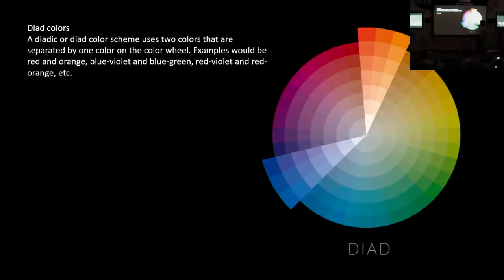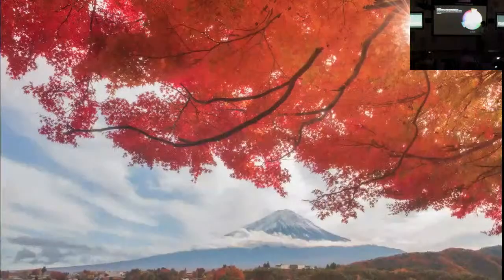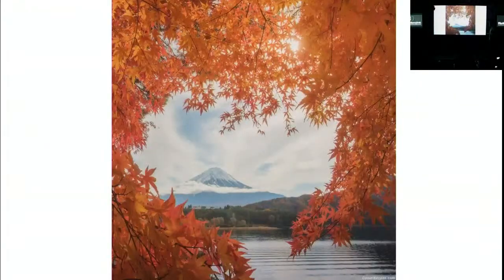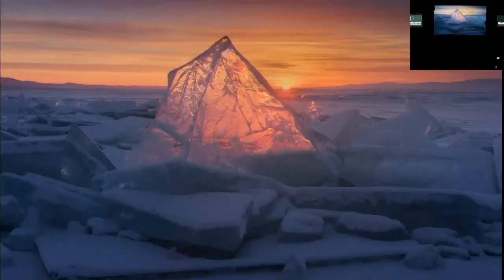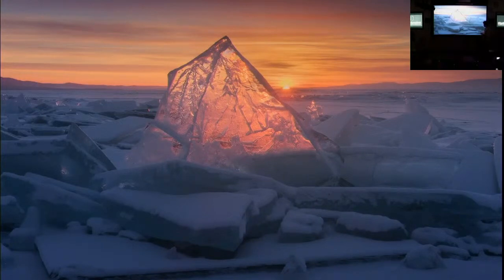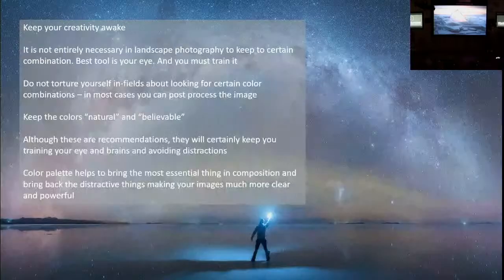Blue color here, red color here. Same story, almost the same place, Mount Fuji. Similar story, Lake Baikal, Siberia, a bit of the orange color here and the blue color of the foreground of the ice. So split like this.